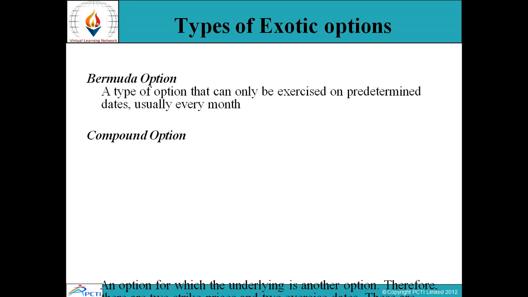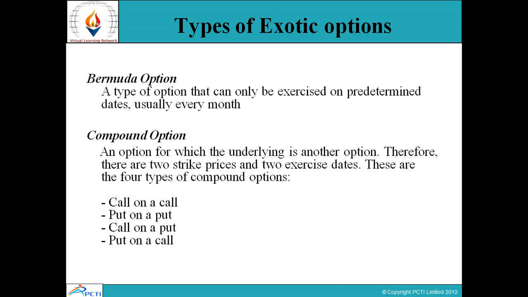Types of exotic options. Number 1, Bermuda option: a type of option that can only be exercised on predetermined dates, usually every month. Compound option: an option for which the underlying is another option. Therefore, there are two strike prices and two exercise dates. These are the four types of compound options: call on a call, put on a put, call on a put, and put on a call.